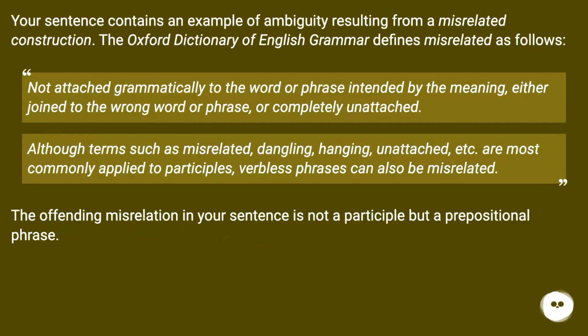Your sentence contains an example of ambiguity resulting from a misrelated construction. The Oxford Dictionary of English Grammar defines misrelated as follows: not attached grammatically to the word or phrase intended by the meaning, either joined to the wrong word or phrase, or completely unattached. Although terms such as misrelated, dangling, hanging, unattached, etc. are most commonly applied to participles, verbless phrases can also be misrelated. The offending misrelation in your sentence is not a participle but a prepositional phrase.